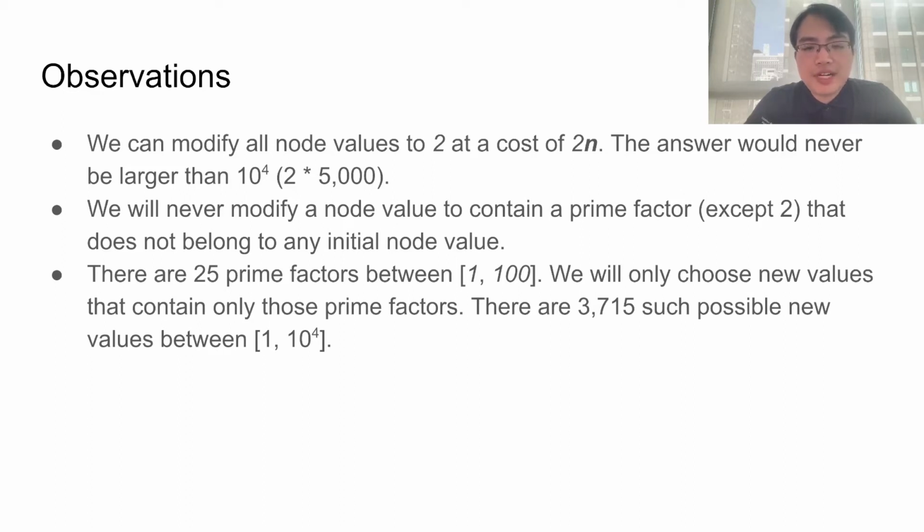Because the initial node values are between 1 and 100, we will only need to consider 25 prime factors in this range. We will choose new node values that contain those prime factors. How many new node values are there between 1 and 10 to the 4th that satisfy those requirements? There are 3,715. This is our new value space.